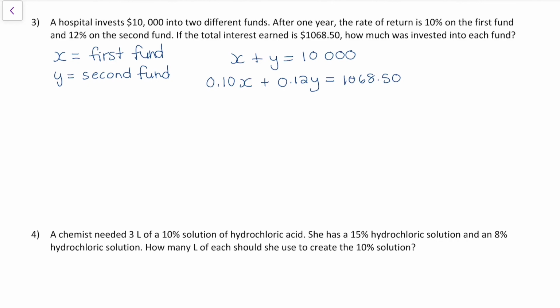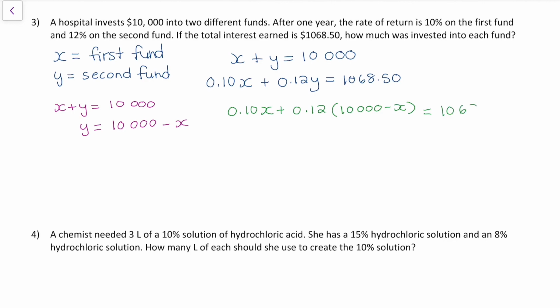For this one, I'm going to use substitution because I can very easily get x and y by itself in that first equation. But again, if you used elimination here, you'll get the same answer. So I'm going to first look at x plus y equals 10,000. So that means y is 10,000 minus x. And I'm going to substitute that into my next equation. So 0.10x plus 0.12, 10,000 minus x equals 1,068.50.